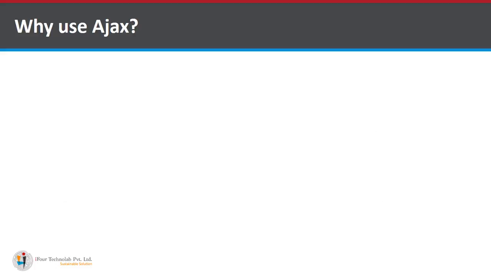So now, why do you use AJAX in your application? What are the advantages of using AJAX? The first major advantage is that with AJAX it is possible to update some part of web page without reloading the whole page. This is the main advantage of AJAX. Please remember, to update some part of web page without reloading the whole page. Second one is creating fast and dynamic web pages. It is faster to use for creating fast and dynamic web pages.